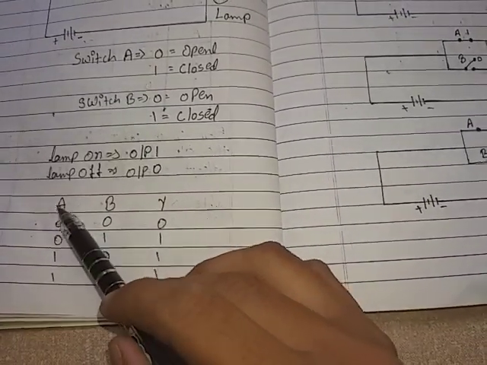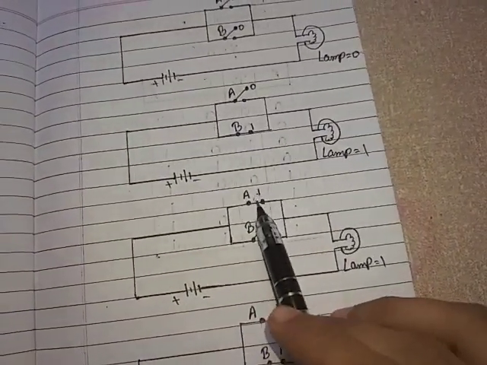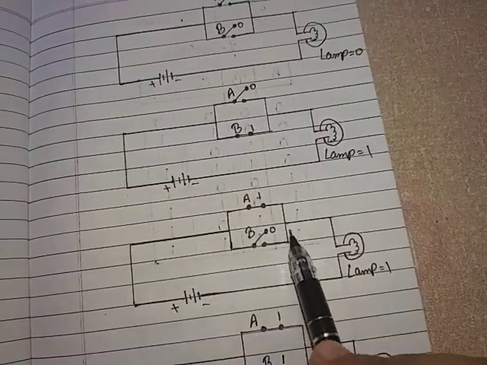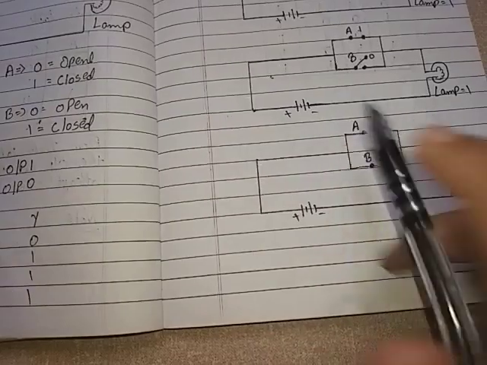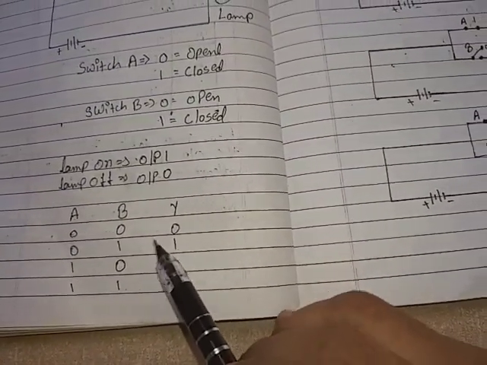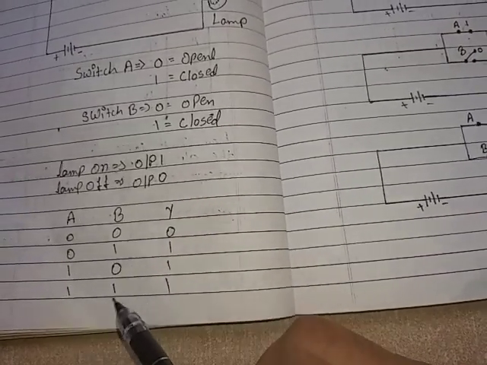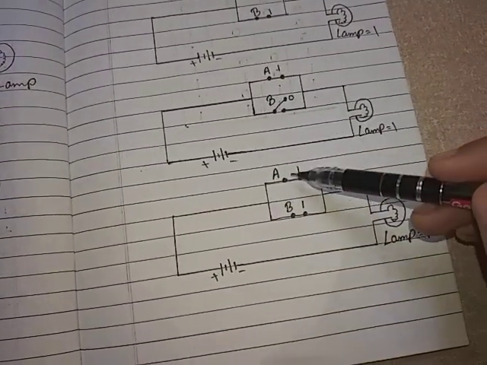Now let's see when switch A is at 1, switch B is at 0. Now this time the current will flow through switch A and the circuit completes. Hence the lamp will glow. Hence we get output y is equal to 1. Now switch A and switch B both are at 1, or we can say both are closed. So here is the condition: both are closed.